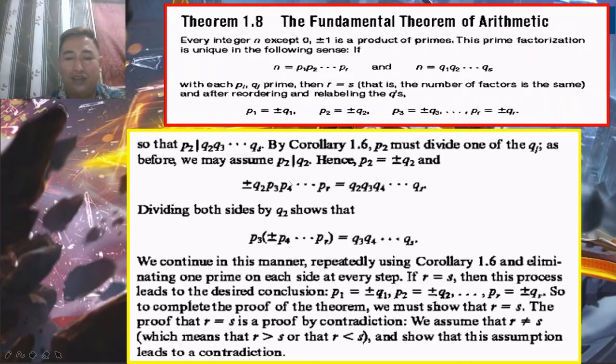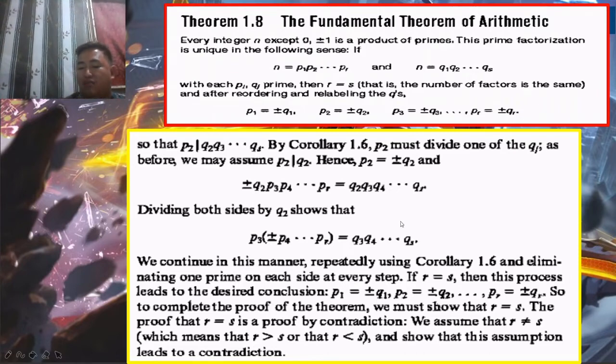So P2 is replaced by positive or negative Q2. Dividing both sides by Q2, we get P3 and Q3 next. We continue in this manner repeatedly, using Corollary 1.6 and eliminating one prime on each side at each step. If R is equal to S, then this process leads to the desired conclusion.